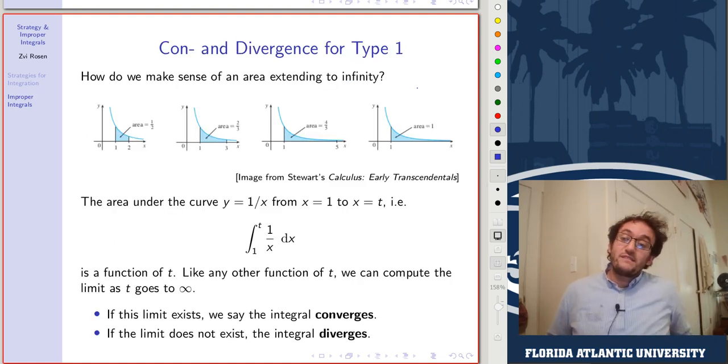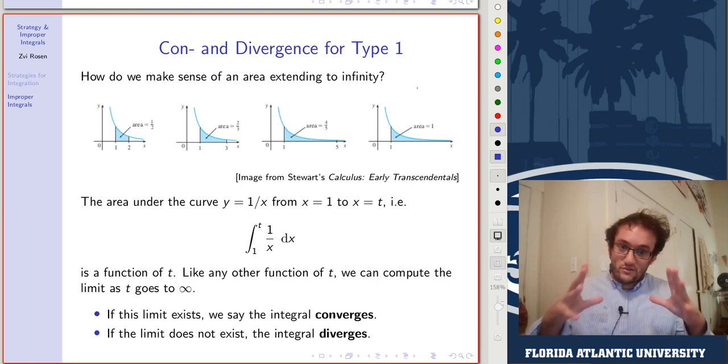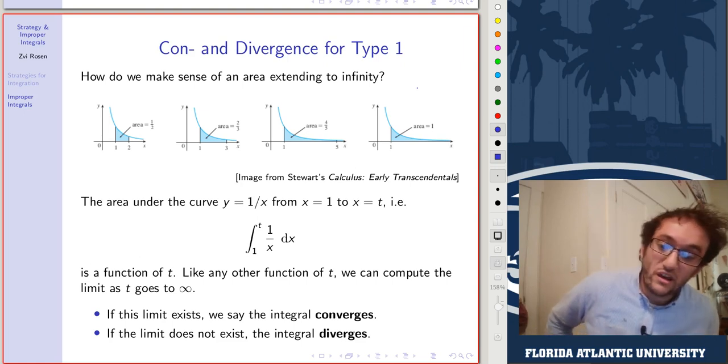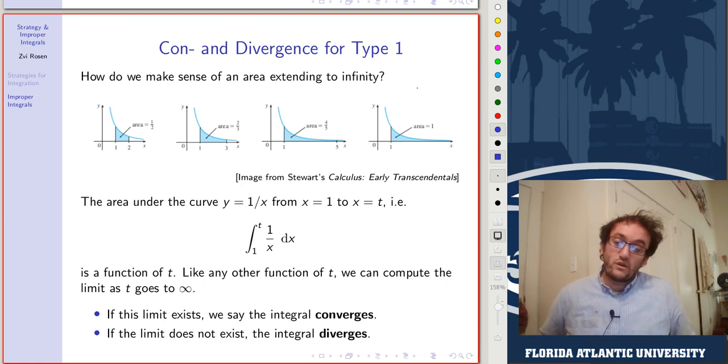So let's talk convergence and divergence for improper integrals of type 1. What we're really curious about is how do we make sense of an area extending to infinity? What does that even mean? We usually think about area in terms of something that we can put our hands around. So what do we mean when we talk about an integral going off to infinity? Here's what we mean. We're talking about the area under the curve y equals 1 over x from x equals 1 to x equals t, and that's the integral from 1 to t of 1 over x dx.